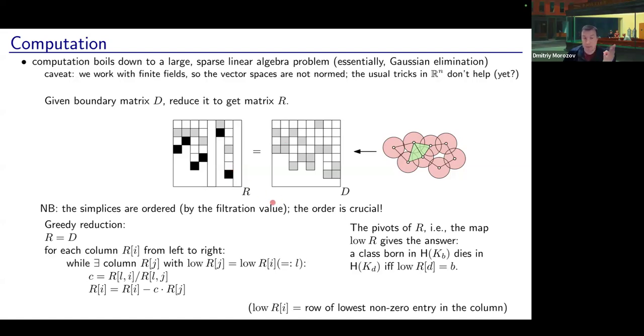And in fact, it's this pivot map, which we call low, so what is the lowest non-zero entry in a particular column, that is exactly what tells you what the persistence pairing is. So specifically, if there's some column D whose lowest non-zero is in the row B, then I know that a class was born at B that dies at D. So in other words, this is going to be D, this is going to be B, and I'm going to have a pair BD if and only if the pivot is here.